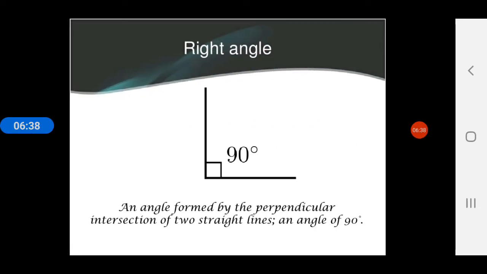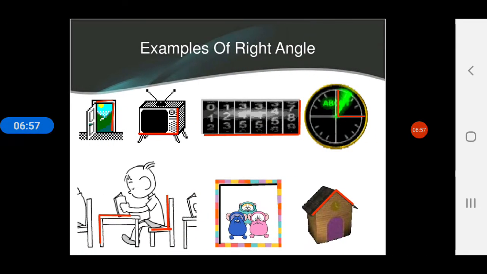Next is the right angle. An angle which is of 90 degrees is known as a right angle. It is formed when the two lines are perpendicular to each other. The two rays are perpendicular to each other. Then a right angle is formed, which is always right.